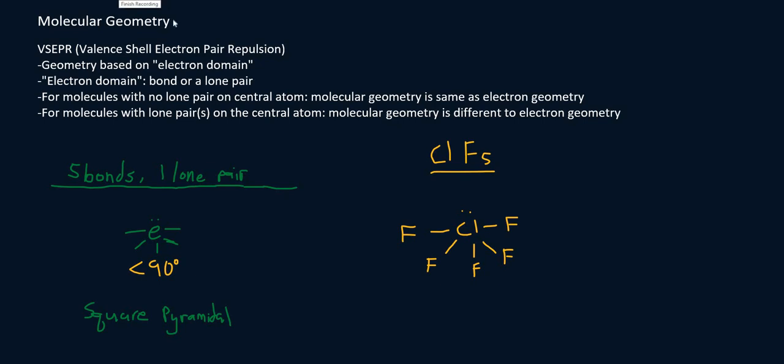And just keep in mind that there's a difference between molecular and electron geometry. Electron geometry is dependent on the number of domains around the central atom, whereas molecular geometry is going to be the shape, and that shape is going to depend on whether there's lone pairs present on the central atom distorting those bond angles, or whether you just have bonds. And in the case where you just have bonds with no lone pairs, the electron geometry is the same as the molecular geometry. So hopefully this clears up anything you might have been confused about when it comes to molecular geometry.